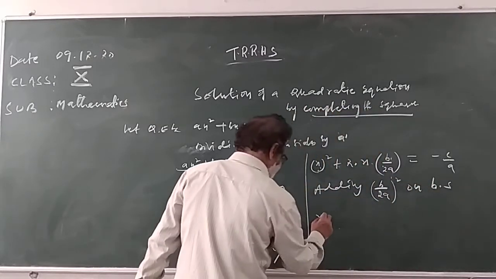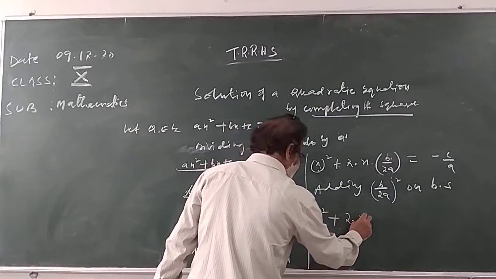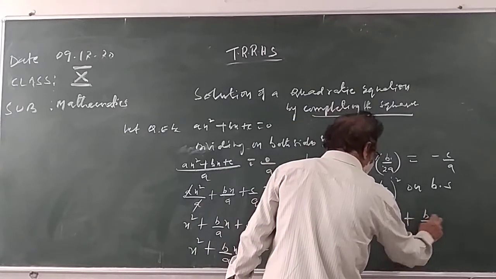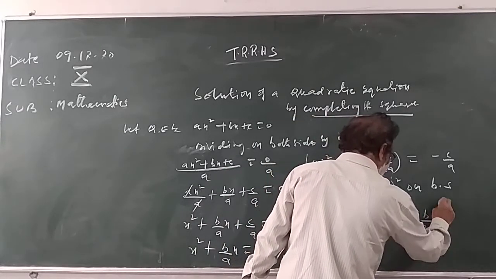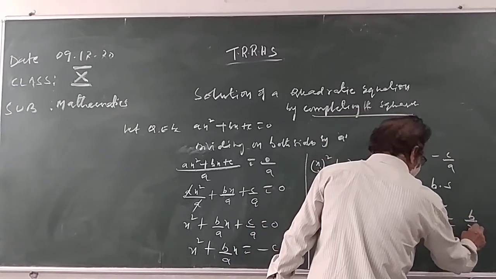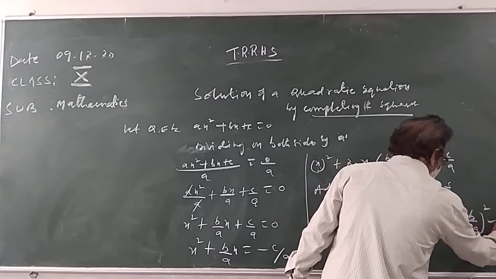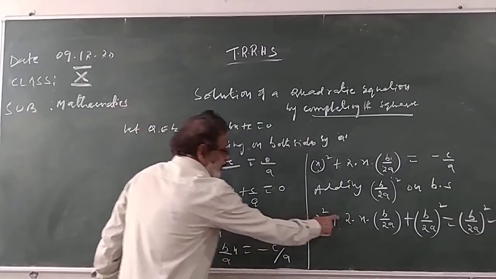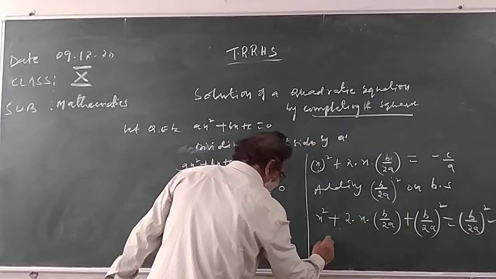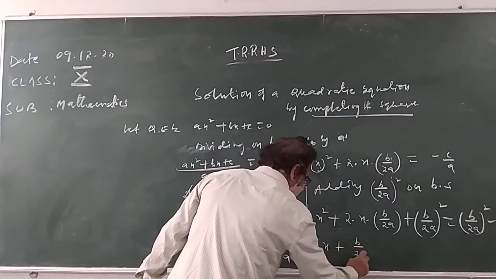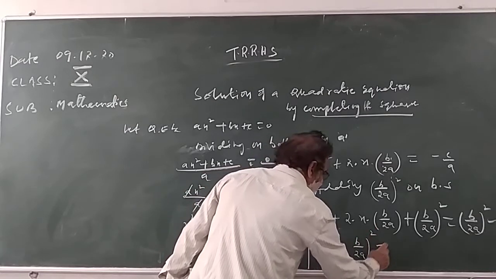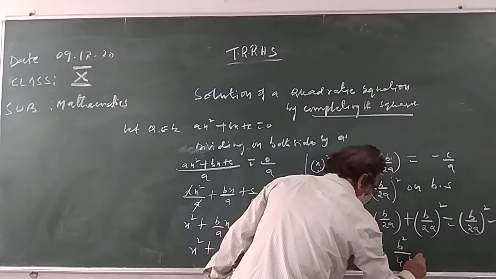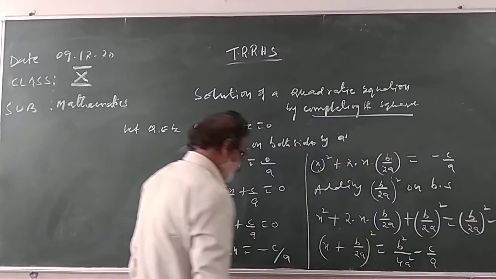So x square plus 2ab, what you are adding, b by 2a, b square. Here also b by 2a. This is in the form of a square plus 2ab plus b square, meaning a plus b whole square. x plus b by 2a whole square is equal to b square by 4a square minus c by a.